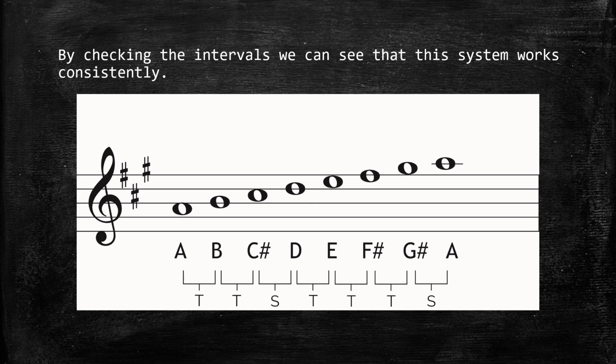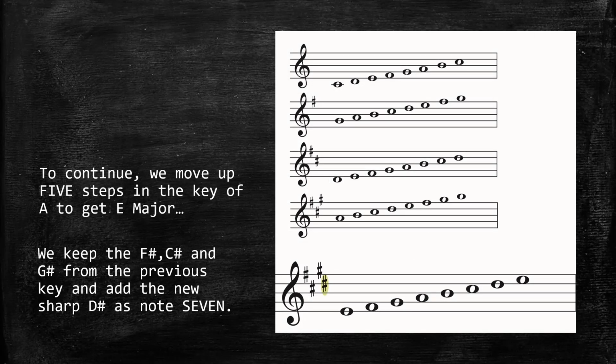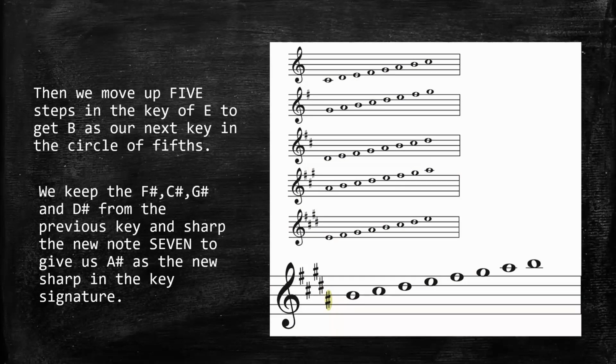Tone, tone, semitone, tone, tone, tone, semitone. To continue, we move up 5 steps in the key of A to get to E major. We keep the F sharp, C sharp and G sharp from the previous key and add the new sharp D sharp as note 7. Then we move up 5 steps in the key of E to get B as our next key in the circle of fifths.